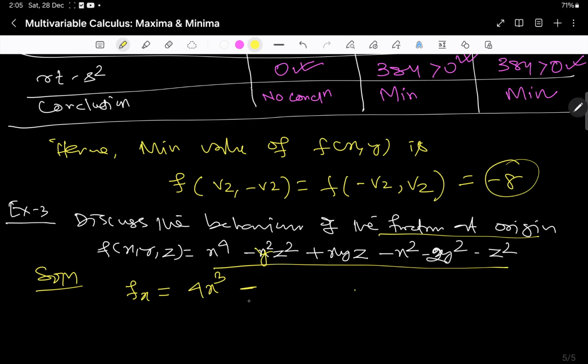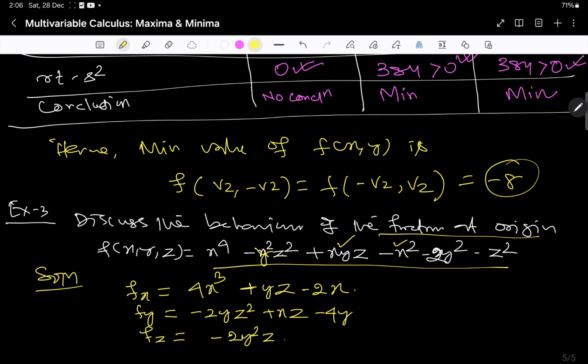Okay, it is 4x cube. So this will give you 0. This is plus yz. This will give you minus 2x. Similarly, here fy is equal to minus 2yz square plus xz minus 4y. Similarly, here fz will be minus 2y square z plus xy minus 2z.